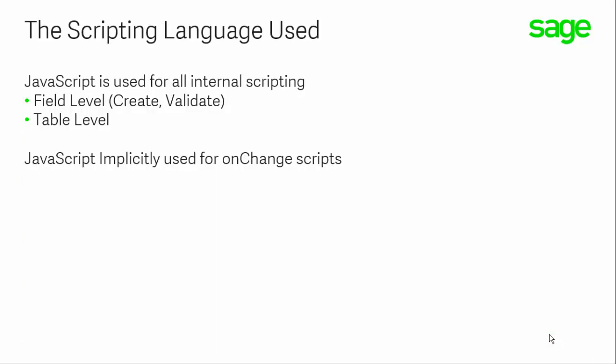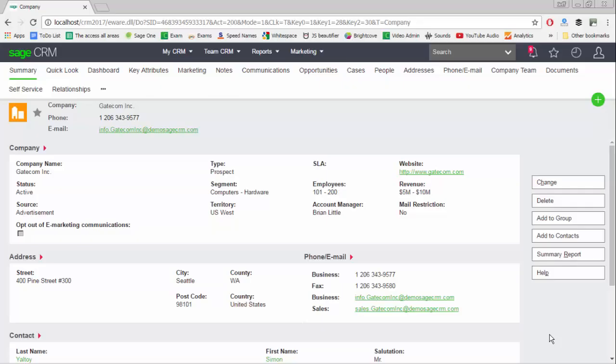Let's just remind ourselves about JavaScript. It's used for all of the internal scripting that we're doing. That internal scripting is the field level, which are the create and validate and table level scripts. We'll see in one of the other lessons, one of the other videos, that JavaScript is implicitly used on change scripts, and we're able to work with the objects that are available to us.